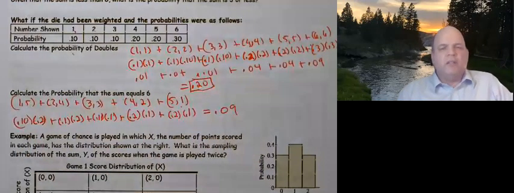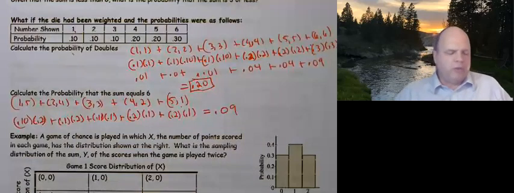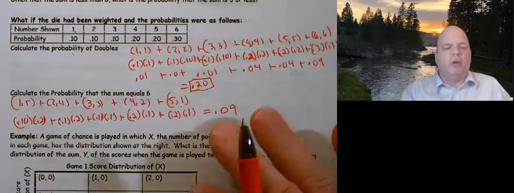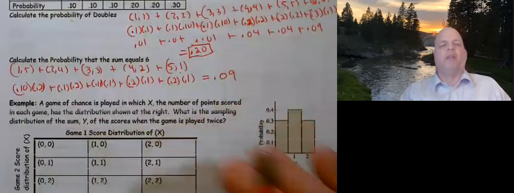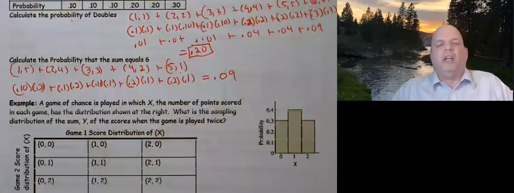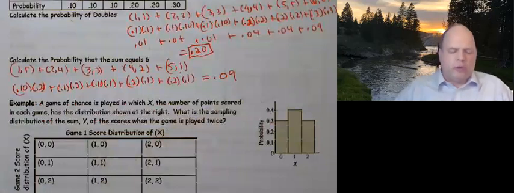All right. This is the next one, very, very difficult question. It has been on, or one similar to that has been on the test for years, so you can expect to see one again. A game of chance is played in which X, the number of points scored in each game, has the distribution shown at the right.